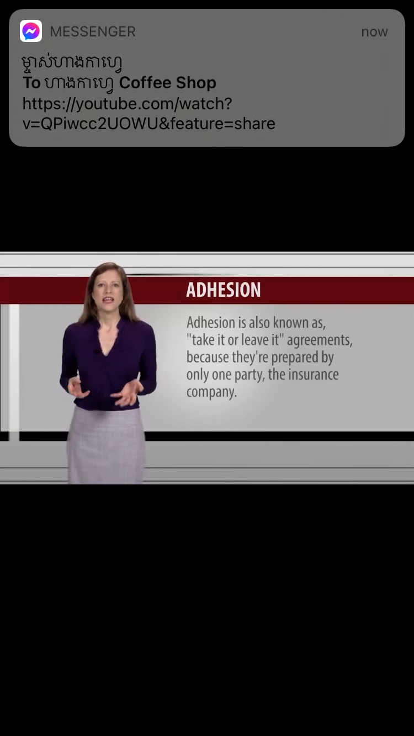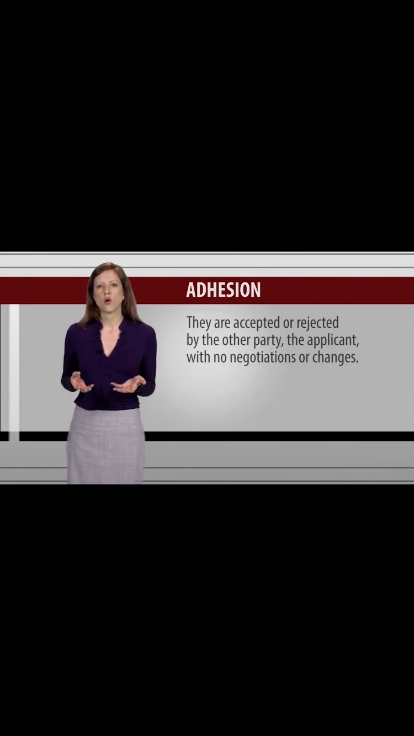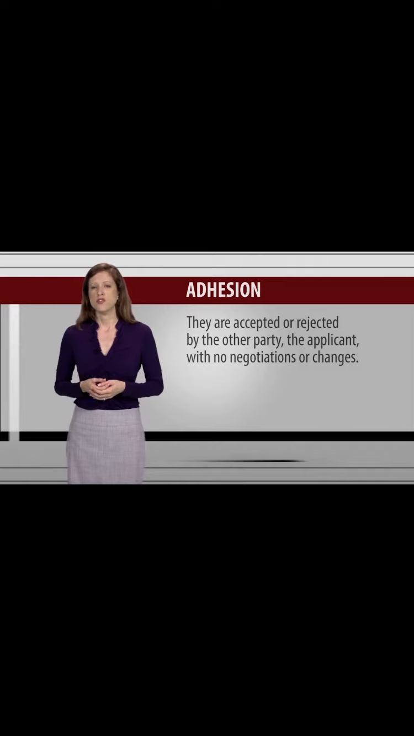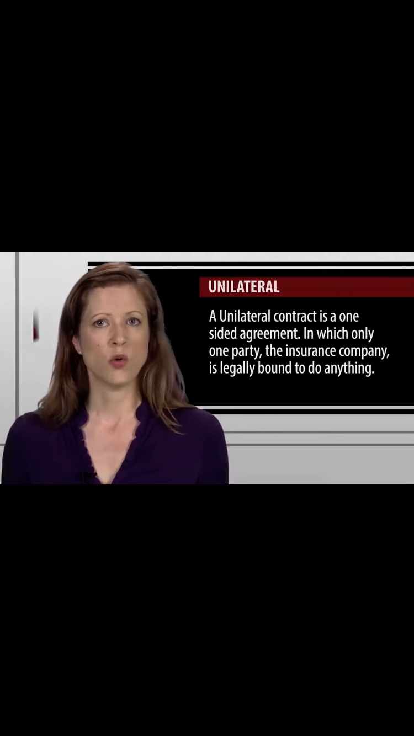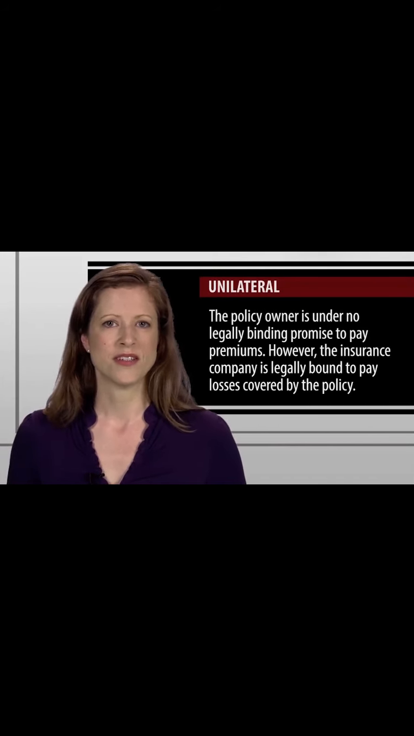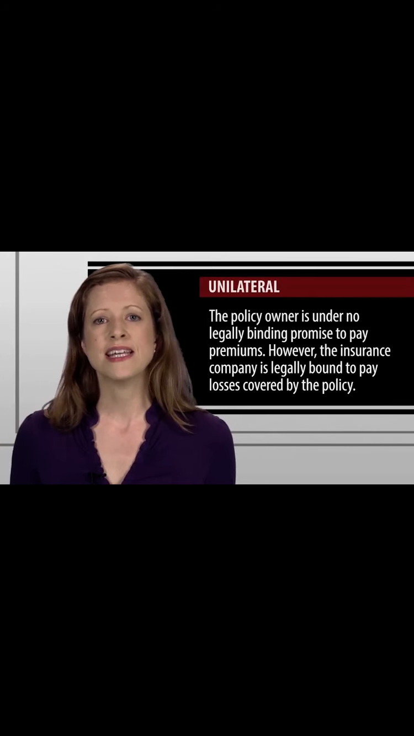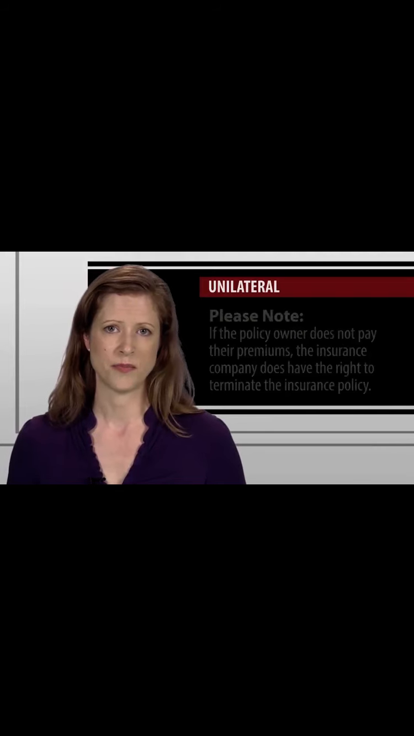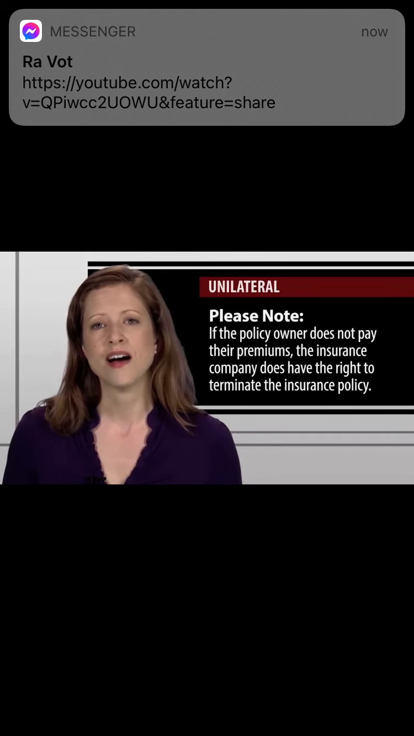Adhesion. Adhesion is also known as take it or leave it agreements because they're prepared by only one party, the insurance company. They are accepted or rejected by the other party, the applicant, with no negotiations or changes. Unilateral. A unilateral contract is a one-sided agreement in which only one party, the insurance company, is legally bound to do anything. The policy owner is under no legally binding promise to pay premiums. However, the insurance company is legally bound to pay losses covered by the policy.